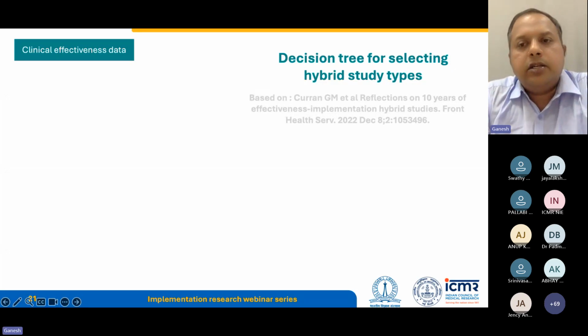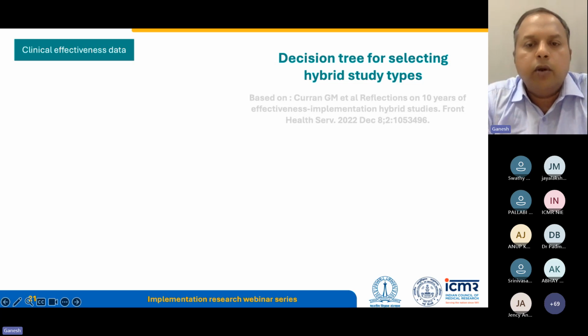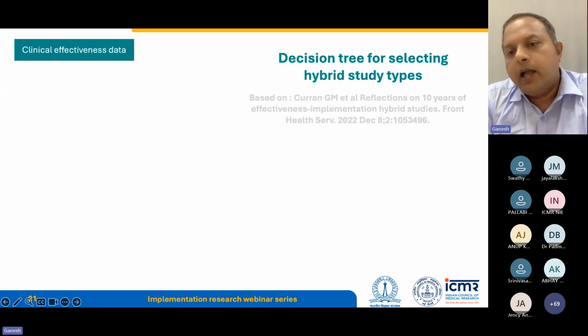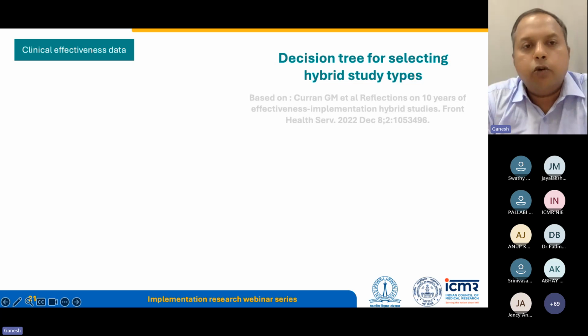I prepared this decision tree based on the Curran GM et al. paper, which was published in 2022 in Frontiers in Health Services, Reflections on 10 Years of Effectiveness-Implementation Hybrid Studies. I strongly recommend reading this particular paper to better understand implementation research and effectiveness-implementation hybrid studies.